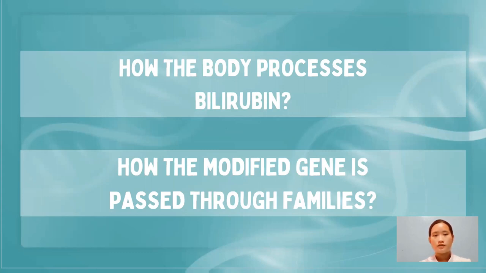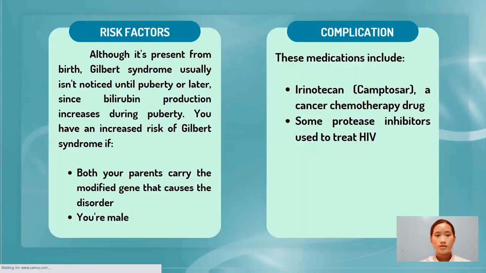The modified gene that causes Gilbert syndrome is common. Many people carry one copy of this gene. In most cases, two modified copies are needed to cause Gilbert syndrome.